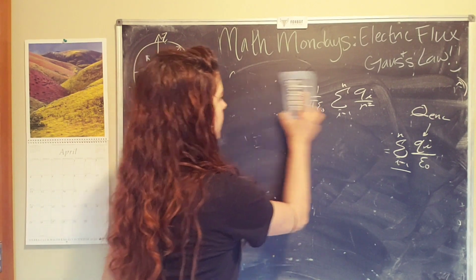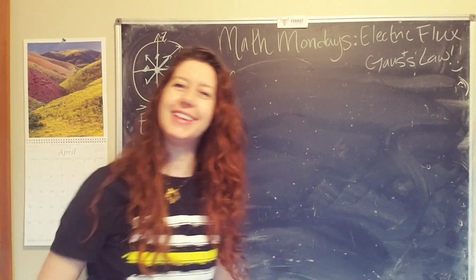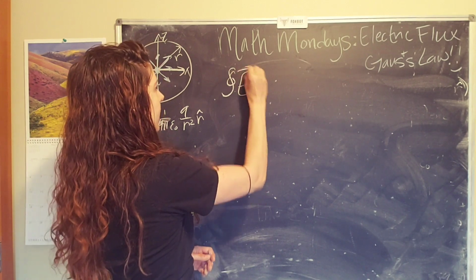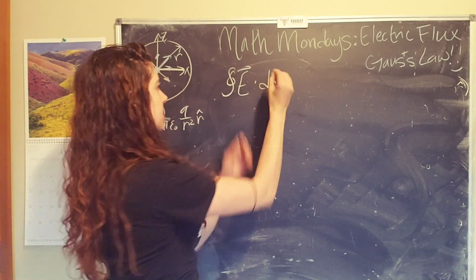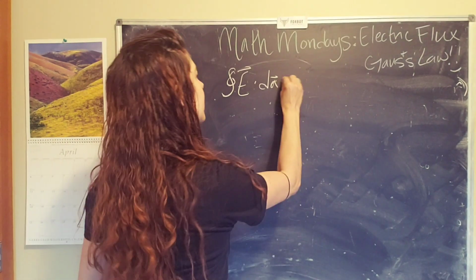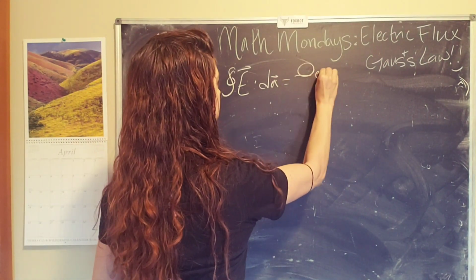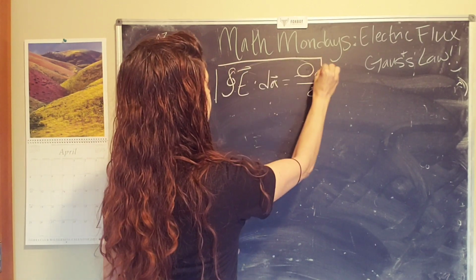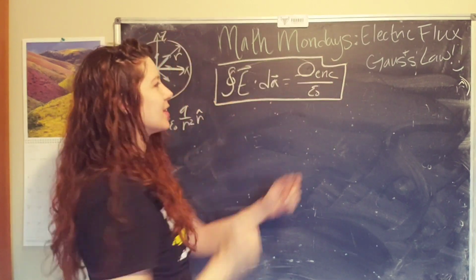So to write it more formally, the flux over a closed surface, that's what this circle means, equals the total charge enclosed divided by epsilon naught. Okay, that's Gauss's law.